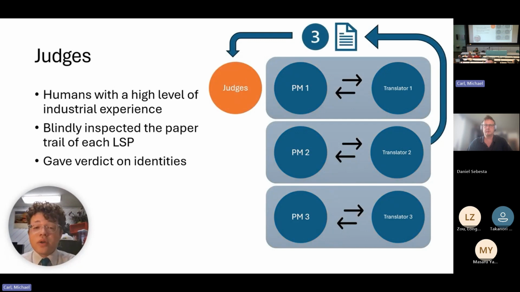Finally, and crucially, we get to the last role of this experiment, the judges. These were independent evaluators who knew the industry well. Importantly, they reviewed paper trails blindly, meaning they did not know which packages came from humans or from AI. The purpose was to see if the judges could, for this specific translation use case, tell the difference between the paper trails from an all-machine LSP and those from an LSP that had a human in the loop, professional or otherwise. This judgment process was what made it a true Turing test for translation.